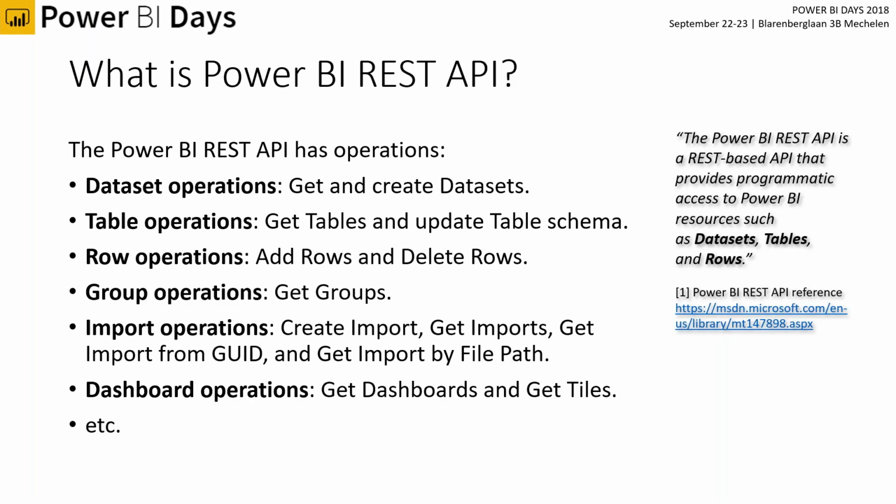The Power BI REST API is a REST-based API that provides programmatic access to Power BI resources such as datasets, tables, rows, styles, etc. It provides service endpoints that you can interact with to perform various operations. You can create new datasets. You can enumerate the tables in some dataset, or you can push rows to some table. You can manage workspaces and many, many other things that you can do with the Power BI REST API.